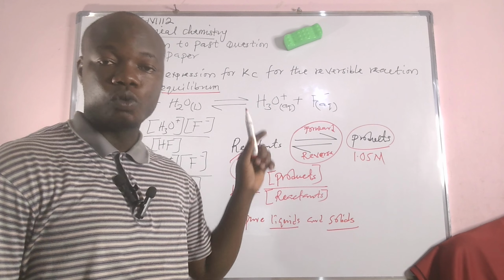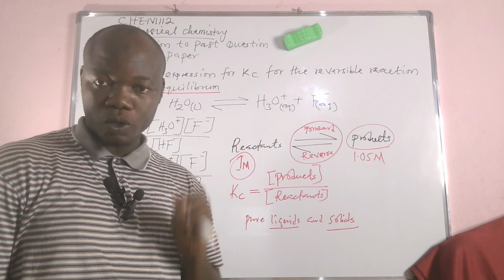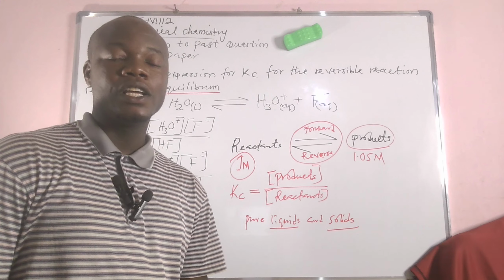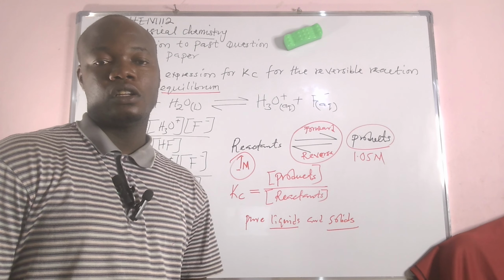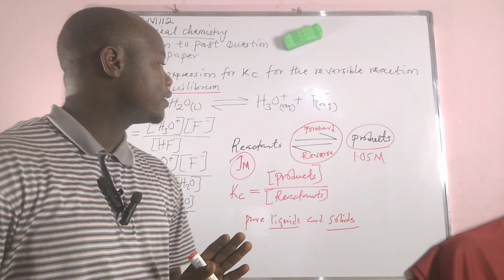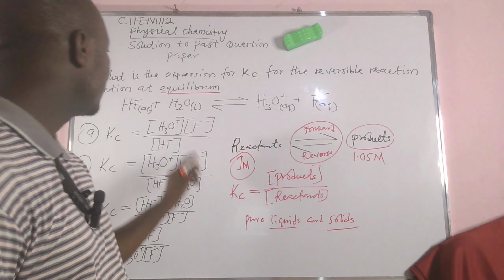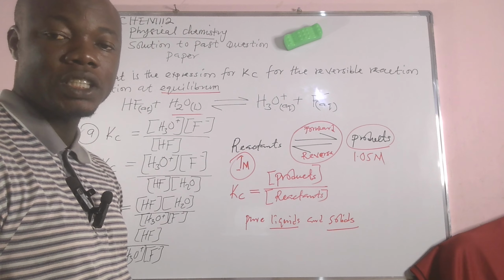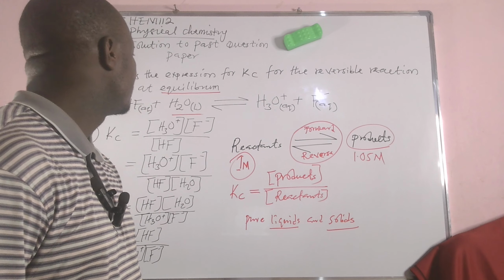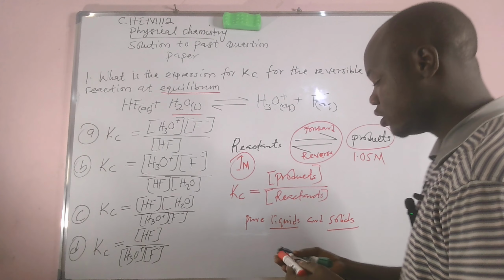If in your reaction equation you have a pure solid or a pure liquid, at that point you have to exclude the solid and the liquid in the expression. So that's what I want you to understand. For example, let's look at this equation. This is a pure liquid, water, so it has to be excluded when we are going to express this. So how are we going to express this, ladies and gentlemen? Let's use this.